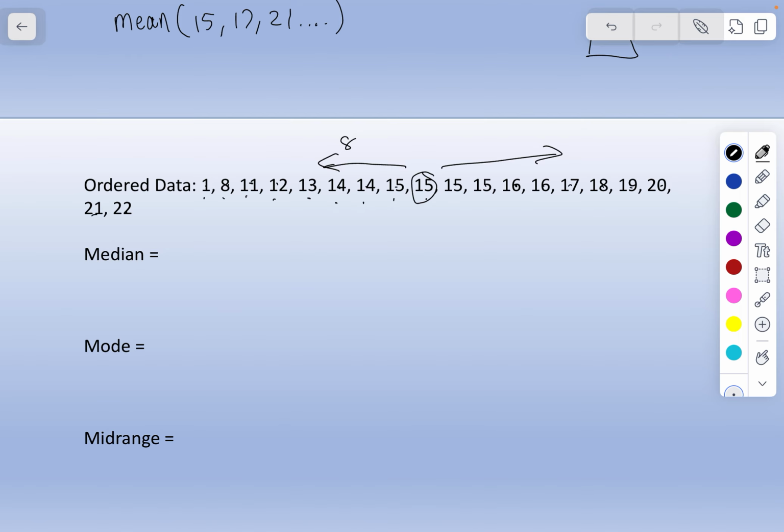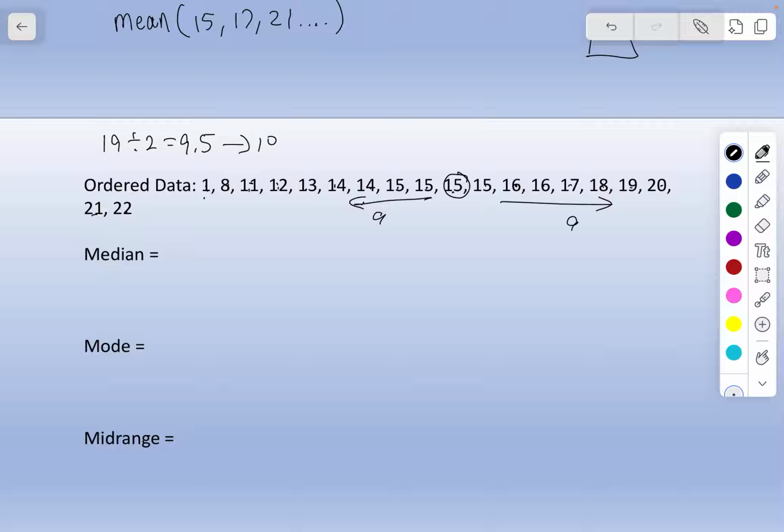Oh, okay, so let's round that 9.5, because 19 divided by 2 is 9.5. And so round that up to find where your median is. 1, 2, 3, 4, 5, 6, 7, 8, 9, 10. Yeah, there we go. Because then there would be 9 below it, 9 above it. 9 plus 9 is 18, plus 1 more is 19. Okay. So our median is 15.